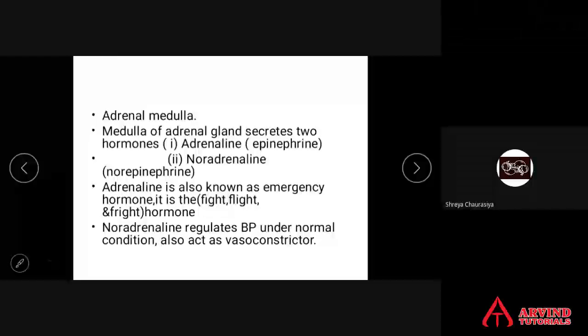The medulla of the adrenal gland secretes two hormones, adrenaline and noradrenaline. Adrenaline is also known as the emergency hormone, or it is called the fight or flight hormone. Noradrenaline regulates blood pressure under normal conditions and also acts as a vasoconstrictor. Vasoconstrictor means it can contract the blood capillaries. Okay, so इतना याद रखने का medulla के अंदर. Only this much from the syllabus.